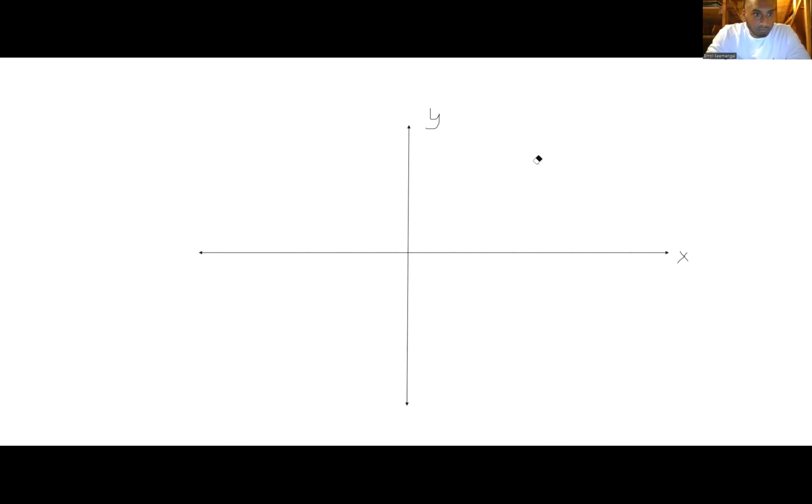So actually, let me draw it over again. How do I erase that? Can you erase this? How do I erase this? Delete. Okay, there we go. And then I want to delete this one too. Delete this one. Okay, so let me draw the grid again.